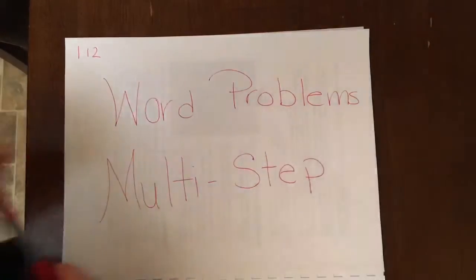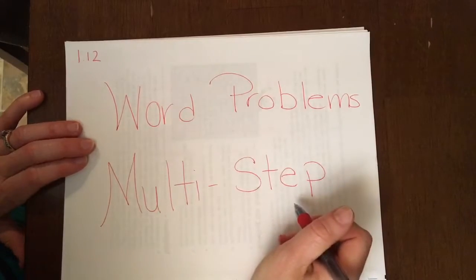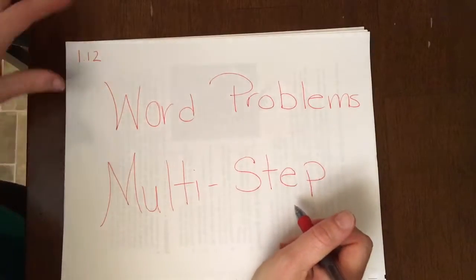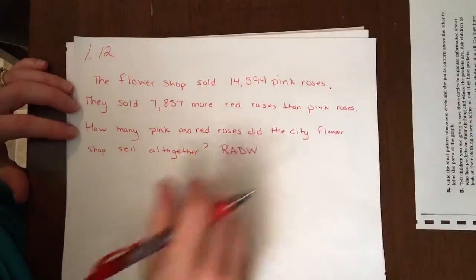All right, ladies and gentlemen, we are on 112, word problems, multi-step. This means that we have problems that take more than one step. Multi. Here's our first problem.